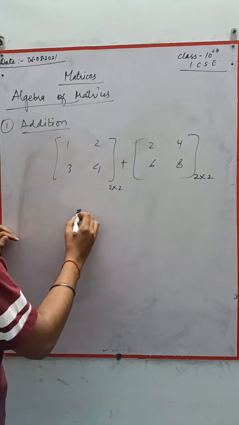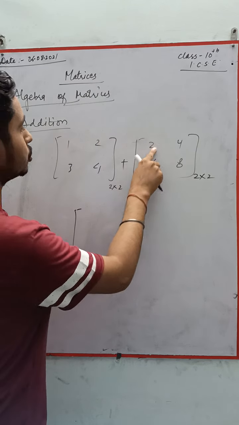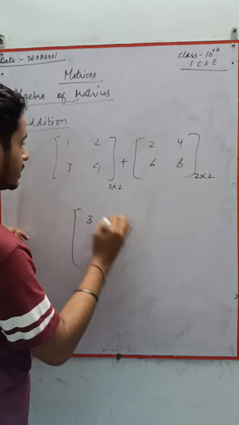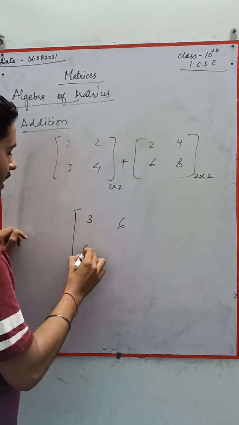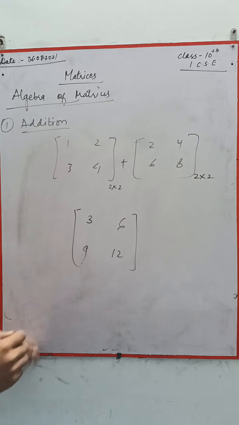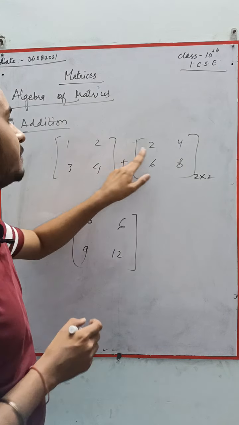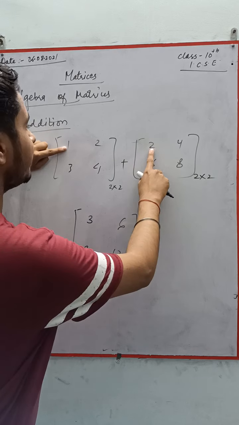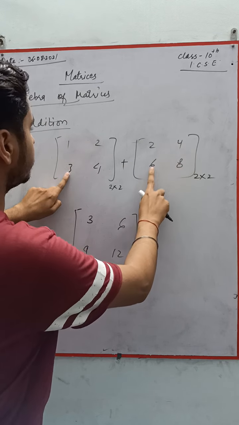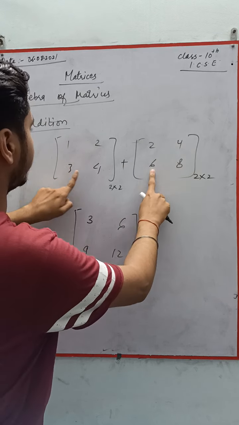Okay, so how can we add them? 1 plus 2, 3, 2 plus 4, 6, 3 plus 6, 9, 4 plus 8, 12. Are you able to understand how to add them? Position with position. This 1 1 position will be added with this 1 1 position, 1 2 with 1 2, 2 1 with 2 1, 2 2 with 2 2. Position to position we have to add.